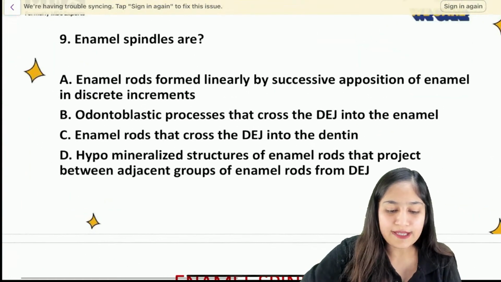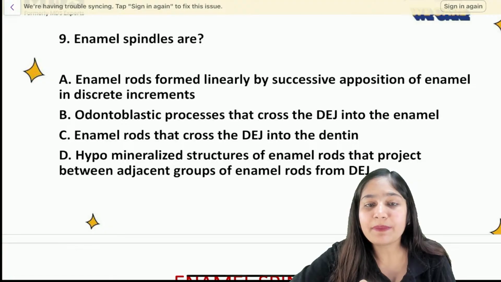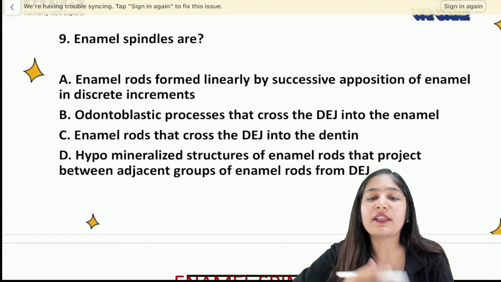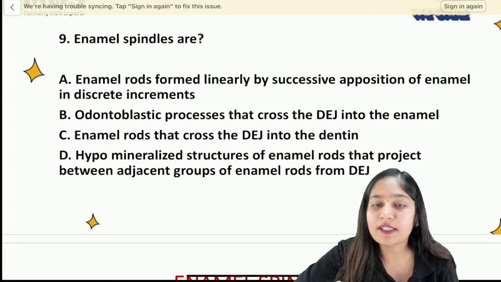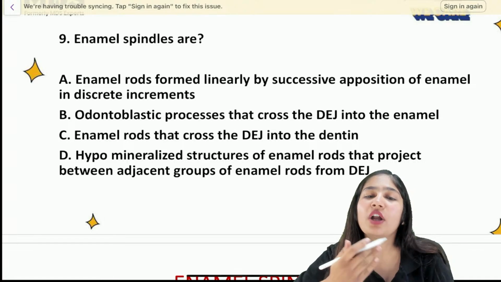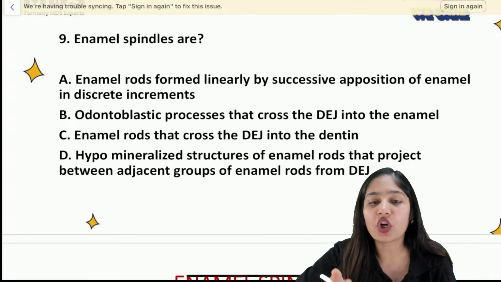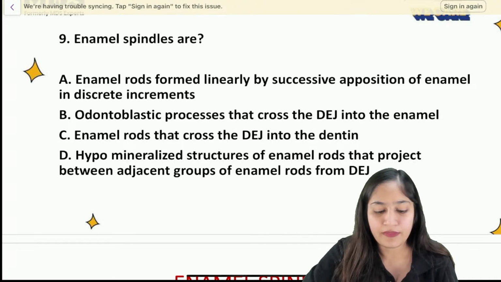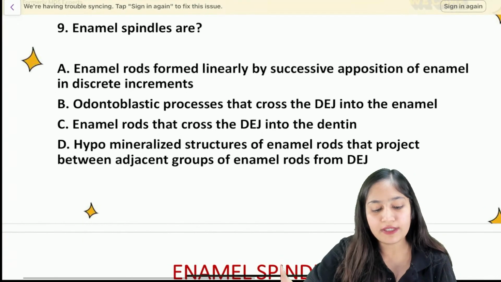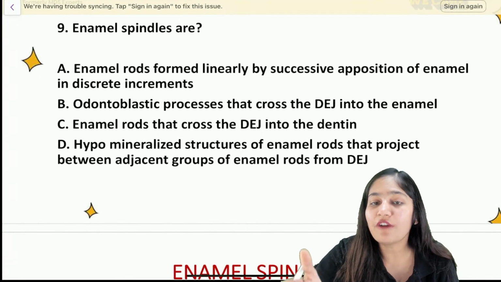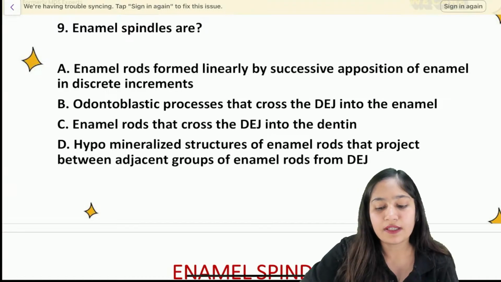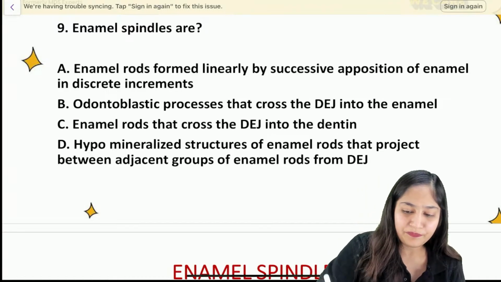Now coming to our next question. Enamel spindles are enamel rods formed linearly by successive apposition of the enamel, or odontoblastic processes that cross DEJ into the enamel, or enamel rods that cross the DEJ into the dentine, or hypomineralized structures of enamel rods that project between the adjacent groups of enamel rods from DEJ. So what will be the correct answer here?